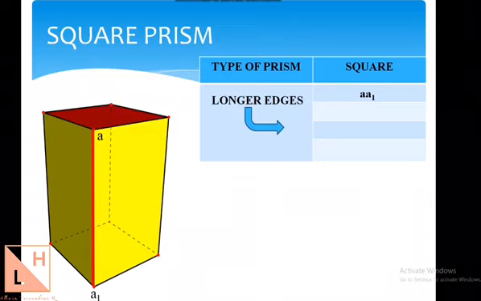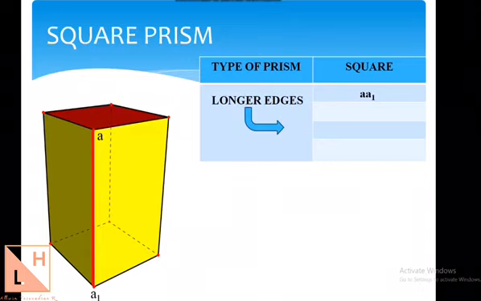So the first longer edge is A1, B1, C1, and D1. These are the 4 longer edges that we will find in a square prism. Just to refresh all the edges that we came across till now, a square prism is made up of base edges, top edges, and longer edges. And the names are already listed down here.